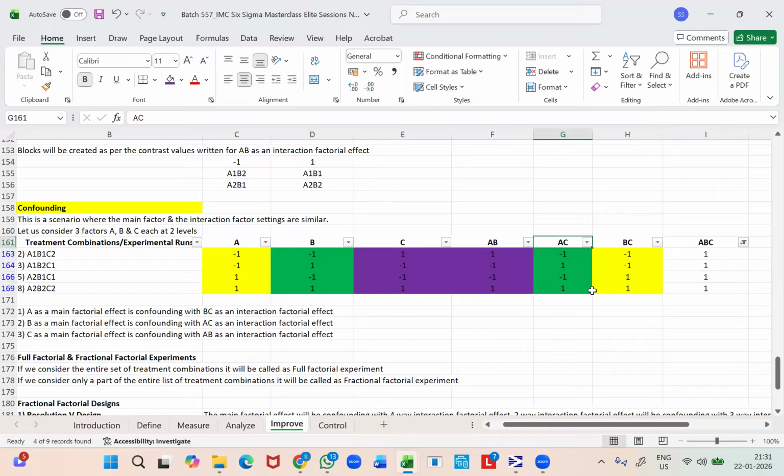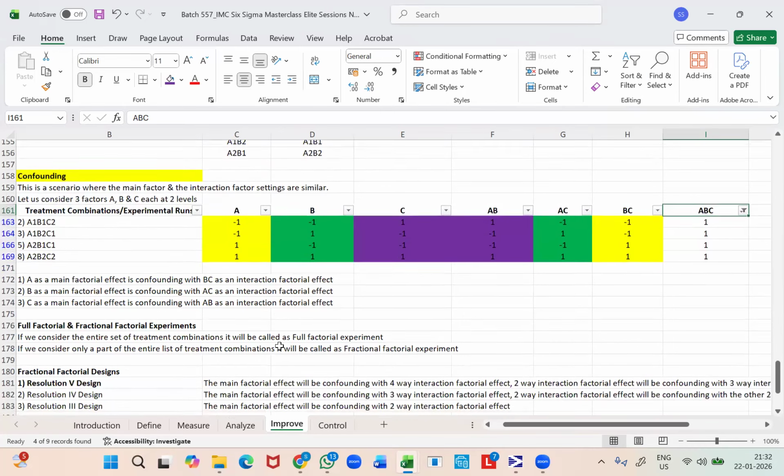So that is the advantage that we'll get when we perform this confounding exercise. But what is the sacrifice that we need to do? We need to sacrifice validation of this higher order interaction factorial effect, which is the three-way interaction factorial effect ABC in this scenario, right? So that is what I have summed up here. A as a main factorial effect is confounding with BC as an interaction factorial effect. B as a main factorial effect is confounding with AC as an interaction factorial effect. C as a main factorial effect is confounding with AB as an interaction factorial effect, right?